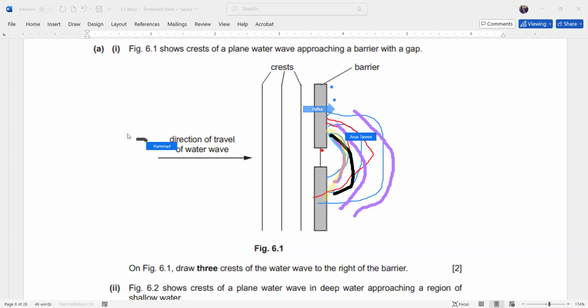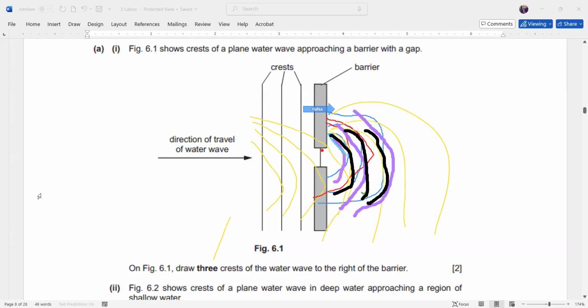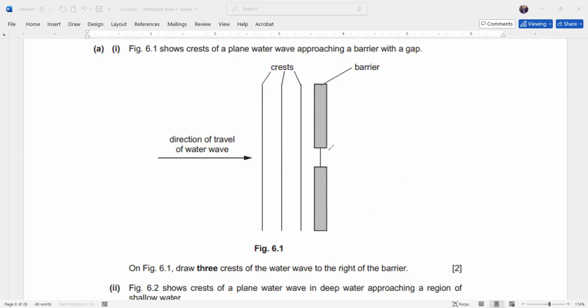Okay, I think that's enough for drawing. As I mentioned, just draw three of them. 1, 2, 3. They were more than 20. Then, on a figure shows the crest of a plane. The next part of the question.